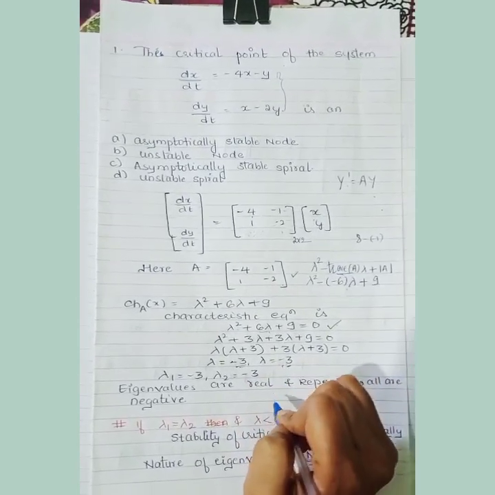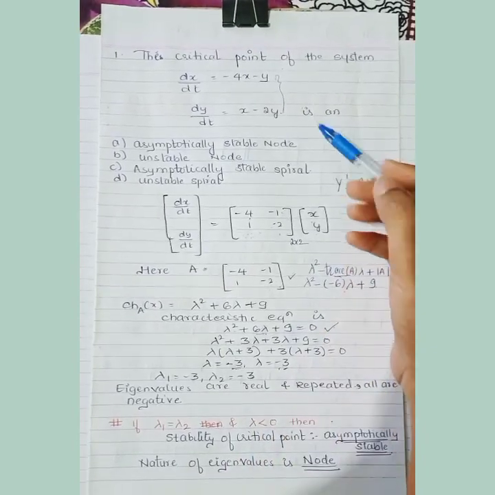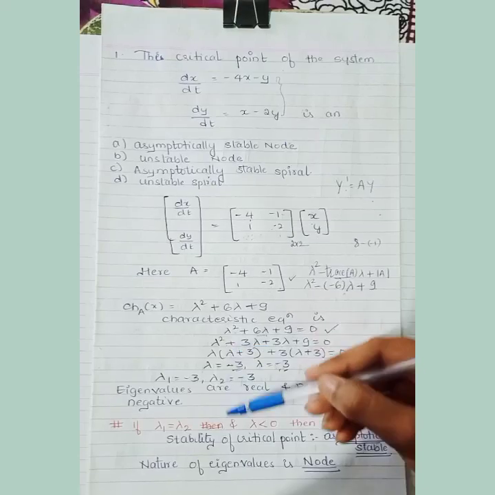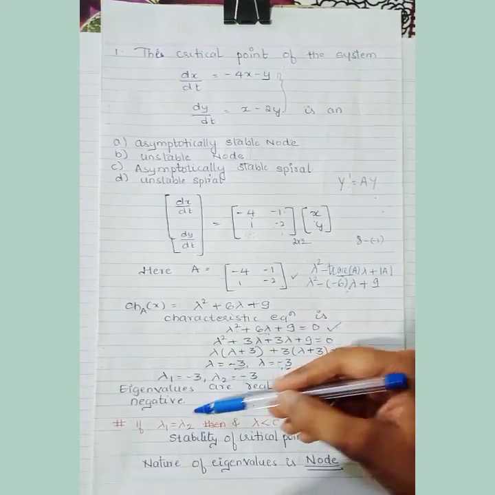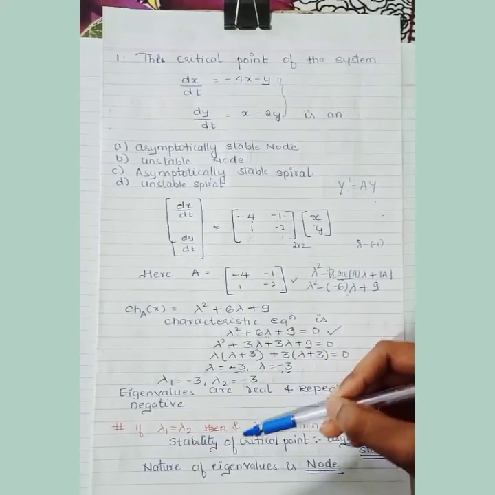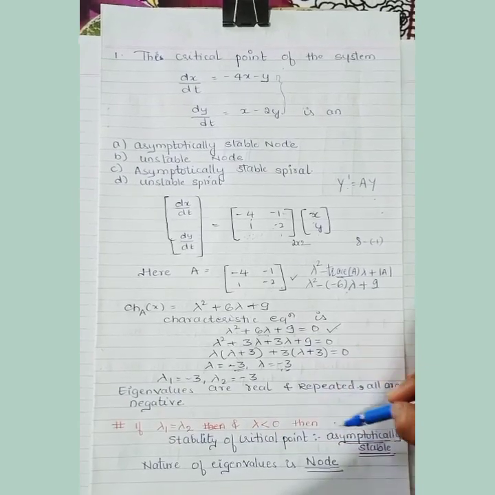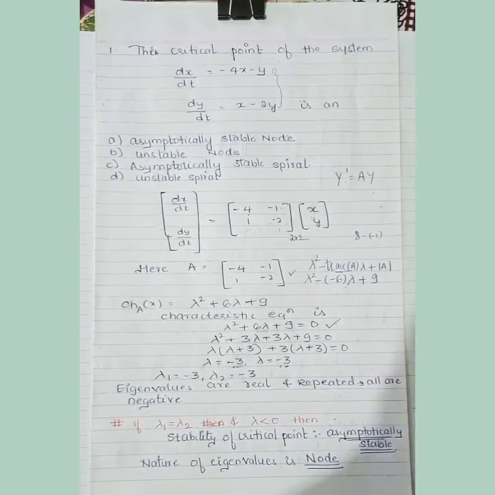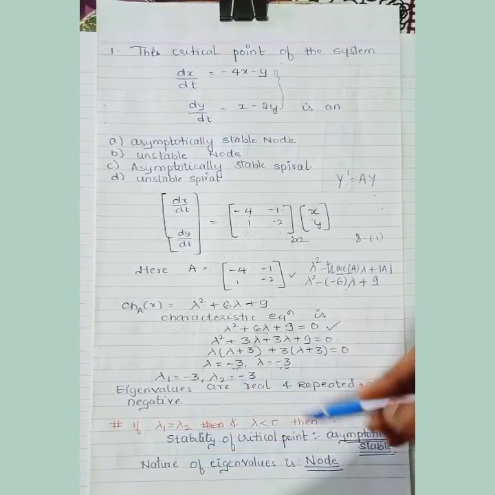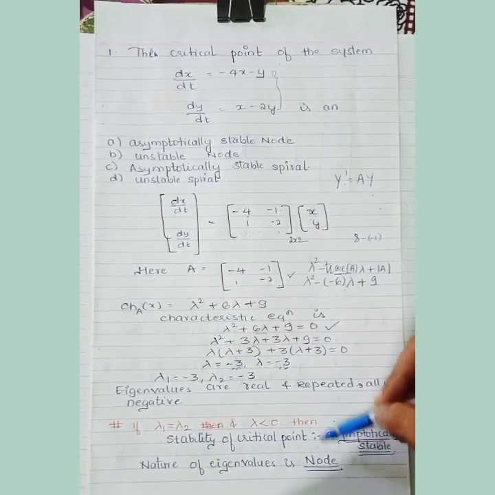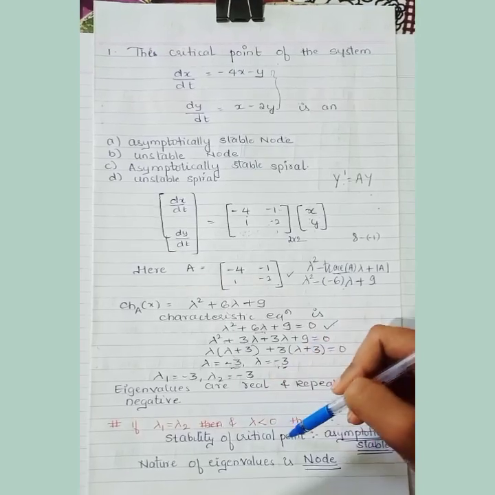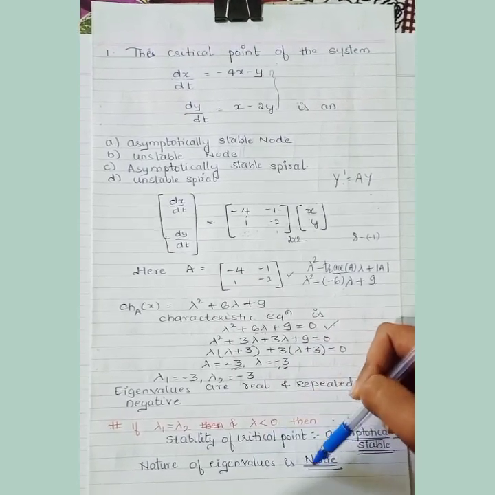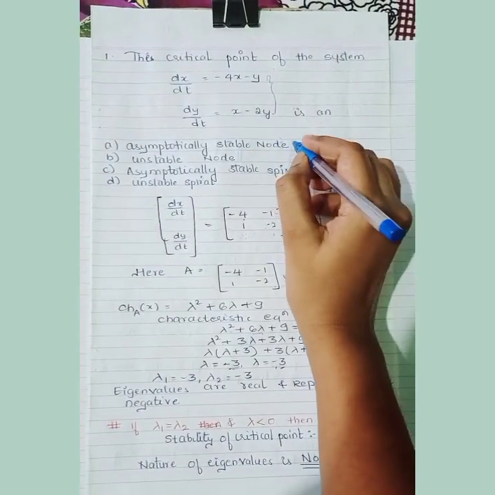So there is a property to define which type of stable it is or which type of unstable it is. Whenever the eigenvalues are equal and they are negative, the stability will be asymptotically stable, and the nature will be node. Okay, so which option is going to be correct? Stability of the critical point is stable, and nature will be node. So option A will be correct.